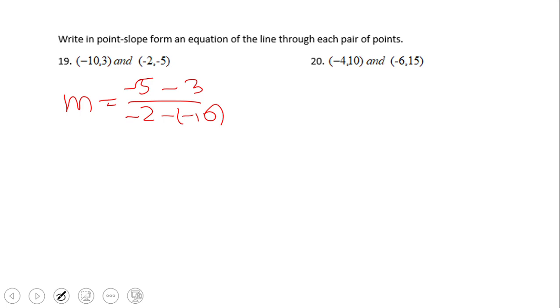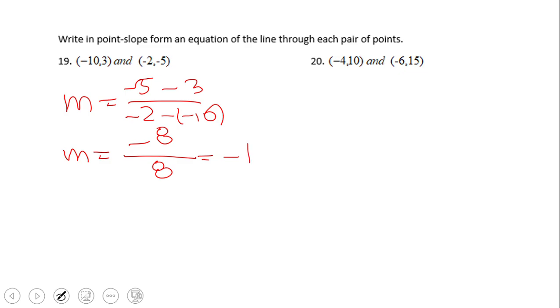I use nothing else than the slope formula, y2 minus y1 over x2 minus x1. So what do we get here if we simplify? Negative 5 minus 3, negative 8. And here, be careful, my handwriting was awful. Negative 2 minus negative 10. That means negative 2 plus 10, that will be positive 8. So we have a slope of negative 1.